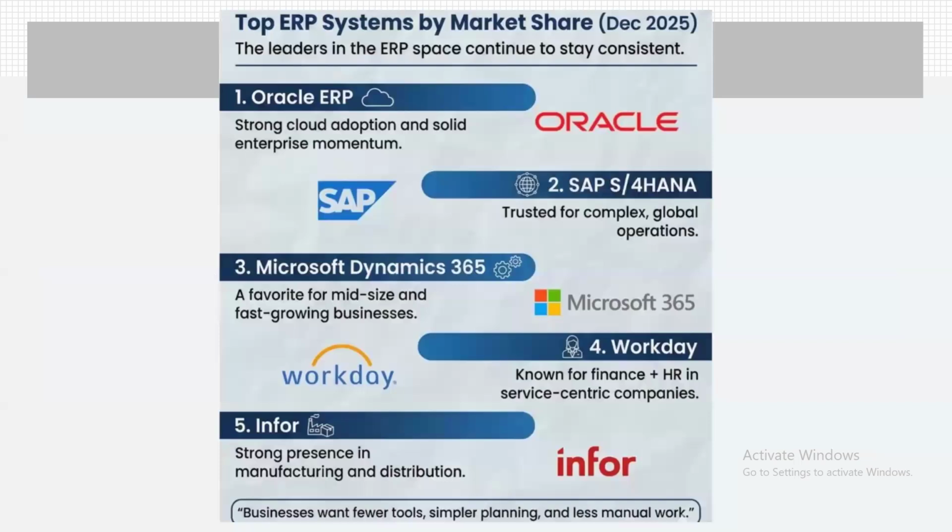Okay, so these are the top ERP applications you can see at the 2025 and 2026 level. The first application is Oracle Fusion, the Oracle ERP application, and next are SAP, Dynamics, Workday, and Infor. They are the 5 top ERP applications in the current world.